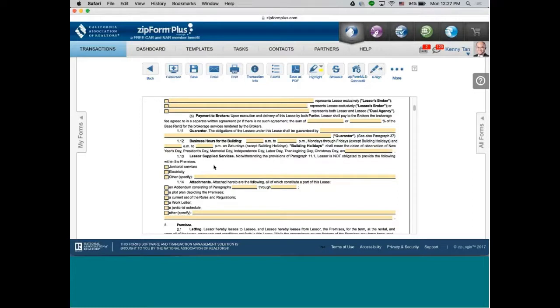Because this is a modified gross, more likely than not, the modified gross, sometimes we call that the full service. If it's a full service lease, landlord will pay for electricity, gas, all the utilities. And oftentimes the landlord does not, of course the landlord does not pay for telephone bills, but they will cover most likely the electricity and the gas and all the utilities.